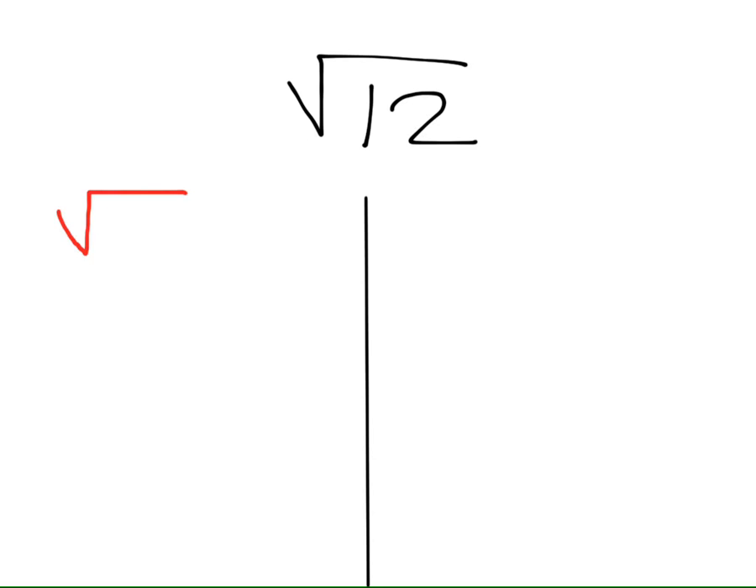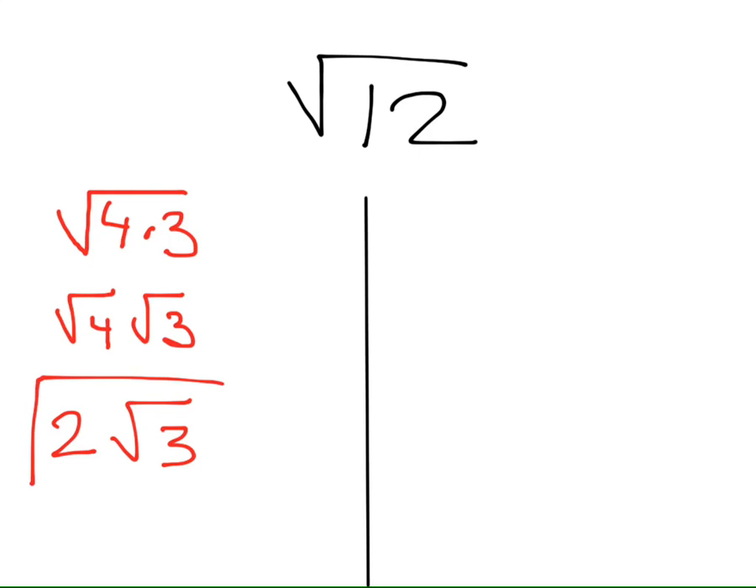4, right? So you could break this down into 4 times 3, which then, using the properties of square roots, says you can break this down into square root of 4 times square root of 3. Those are the same thing. That's just a rule of square roots. And the square root of 4 is 2. So the simplified square root is 2 radical 3, 2 times the square root of 3.